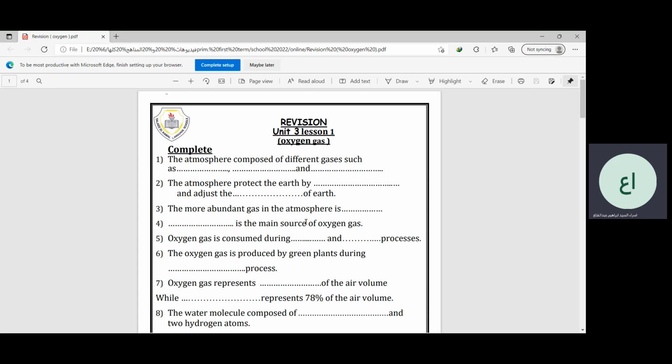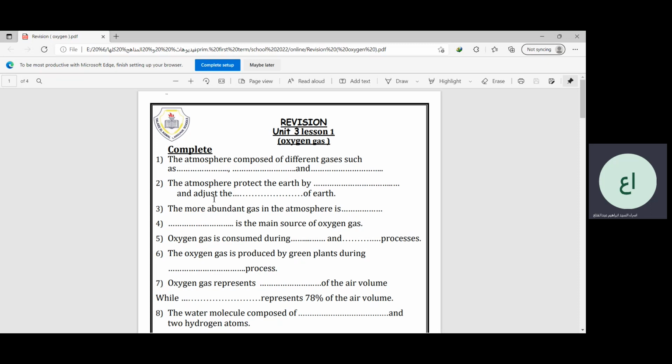The atmosphere protects the earth and adjusts the temperature of the earth. What is the importance of the atmosphere? We have two importance. The first one, it protects the earth by absorbing ultraviolet radiation coming from the outer space. Number 2, and adjusts the temperature of the earth's surface.